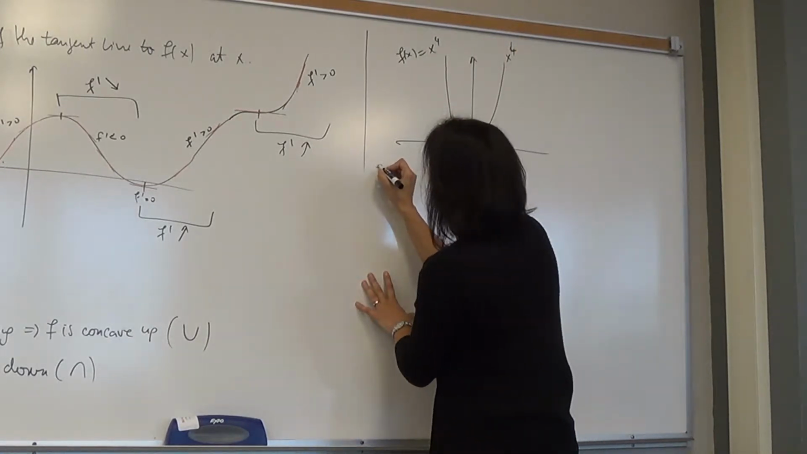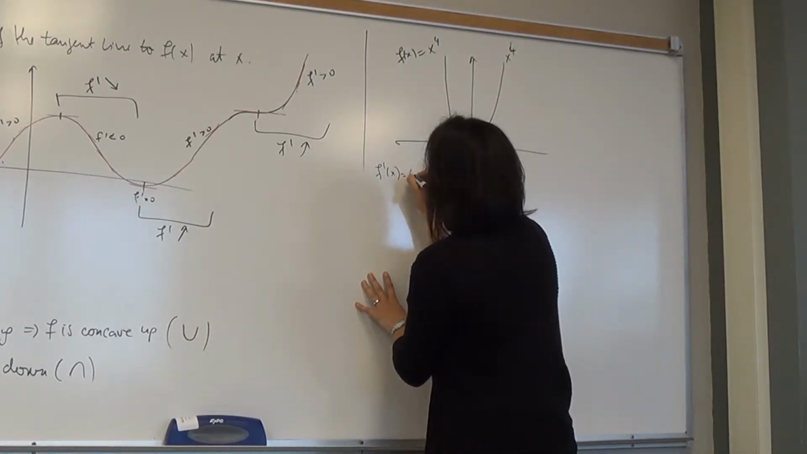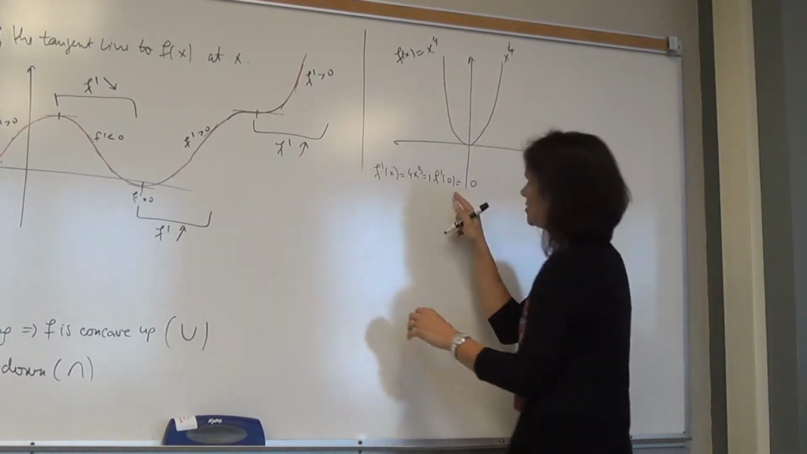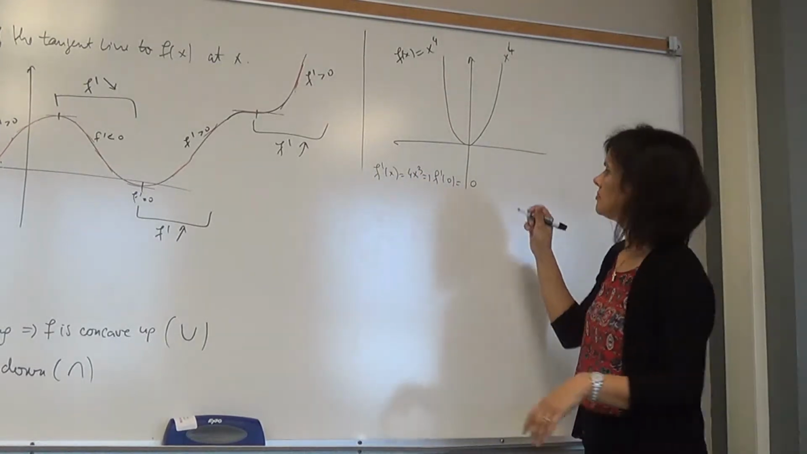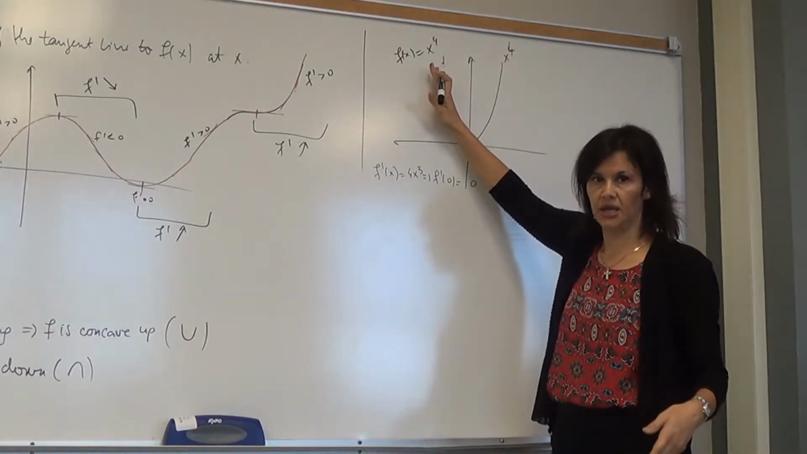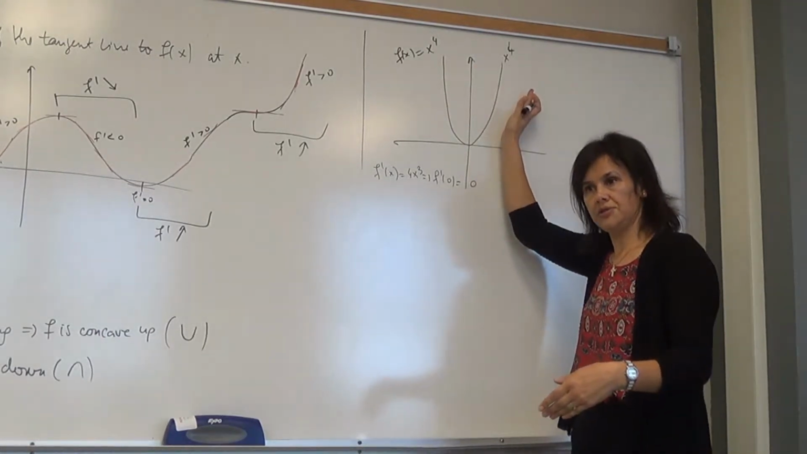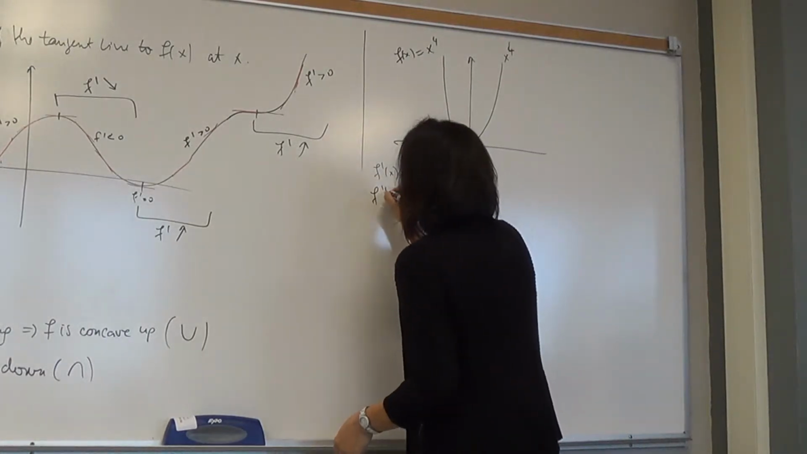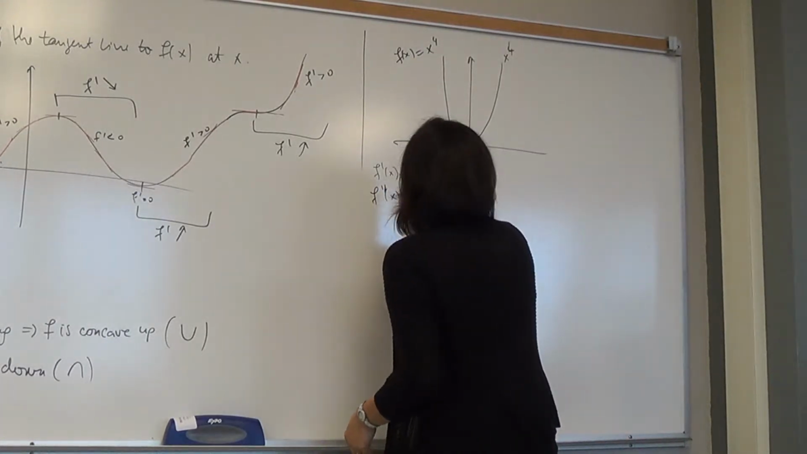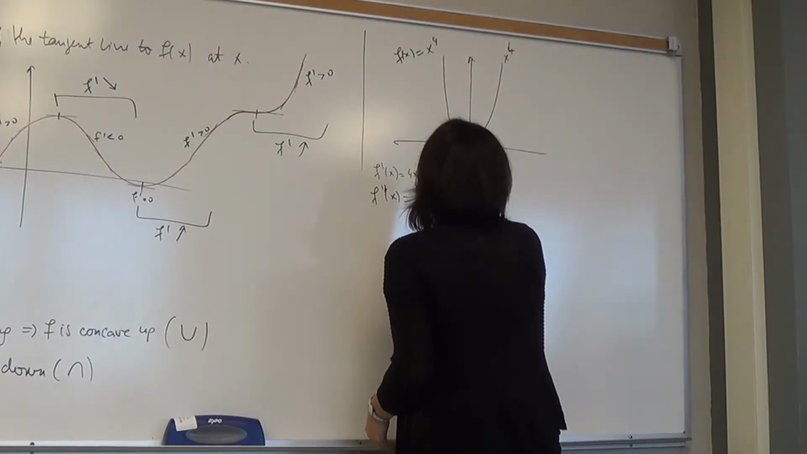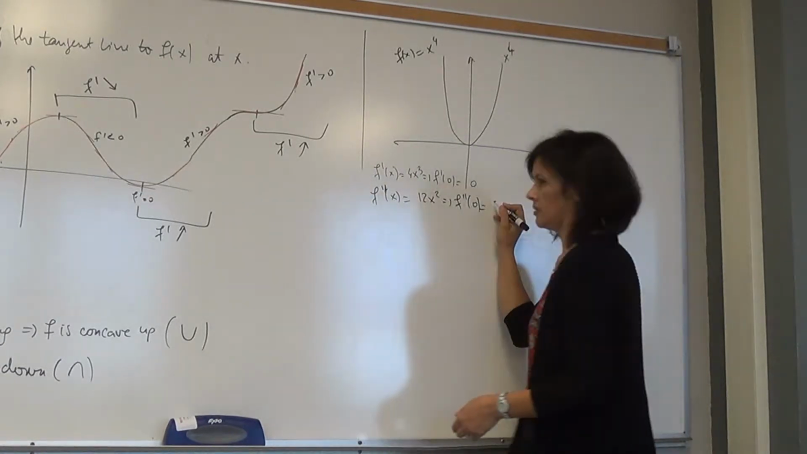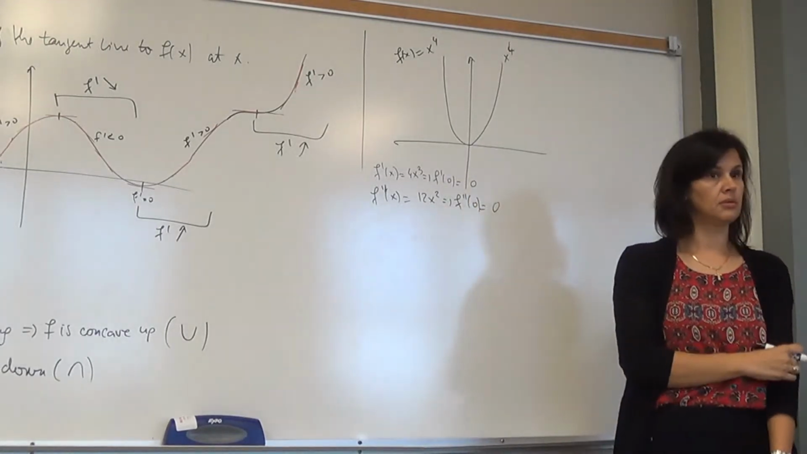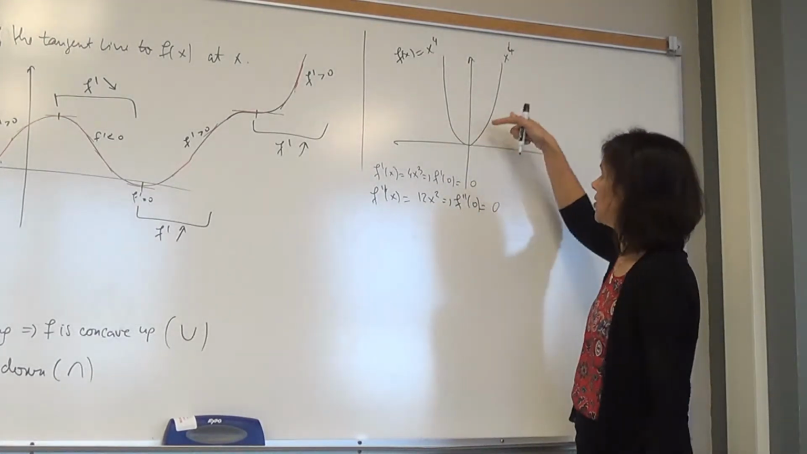What is f prime? 4x cubed, therefore f prime of 0 is 0. So this is a critical point. Now f prime on the left is negative, f prime on the right is positive, so this will be a local minimum. What is f double prime? 12x squared, so what is f double prime of 0? It's 0. Is this an inflection point? No, because this is still concave up.